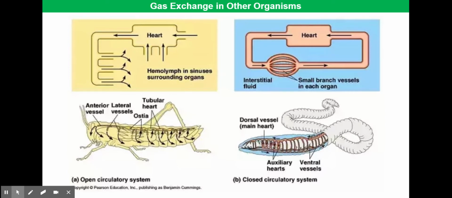Insects do not transport oxygen in blood. Insects have an open circulatory system, and you can see that in the left-hand diagram on the slide in front of you. So within the open circulatory system, the body fluid acts as both blood and tissue fluid. Circulation is slow and can also be affected by movements in the body.